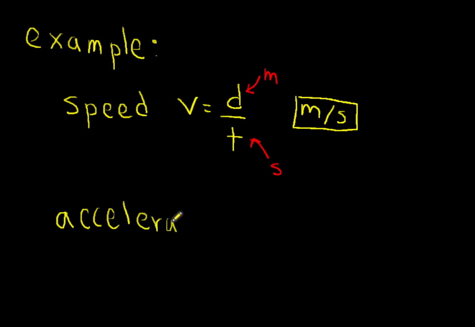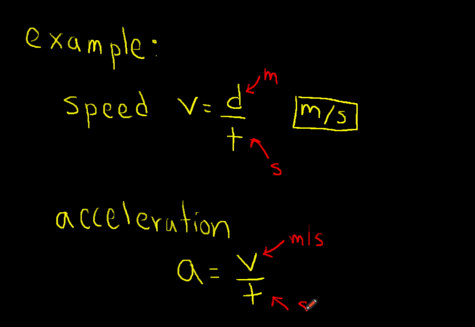Acceleration also has a derived unit. In physics, acceleration has the formula a equals speed over time. Speed has a derived unit, meters per second, and time has a base unit of seconds. This means we can derive a new unit for acceleration of meters per second over seconds, which equals meters per second squared, which is the derived unit for acceleration.